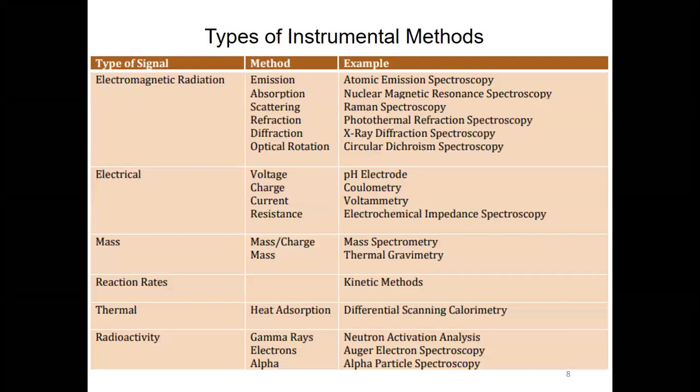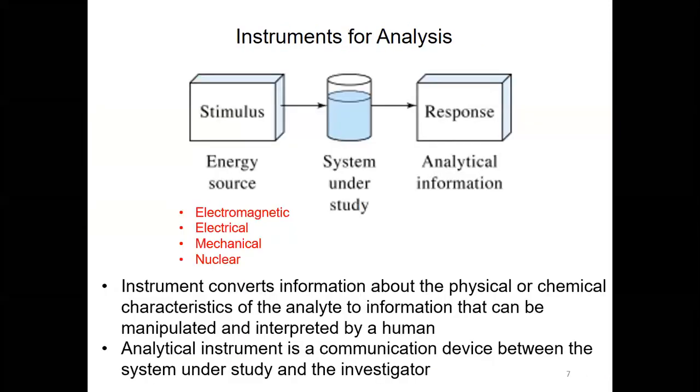All right. Next, this table lists some types of instrumental methods available. As I mentioned in the previous slide, there are electromagnetic and electrical processes.